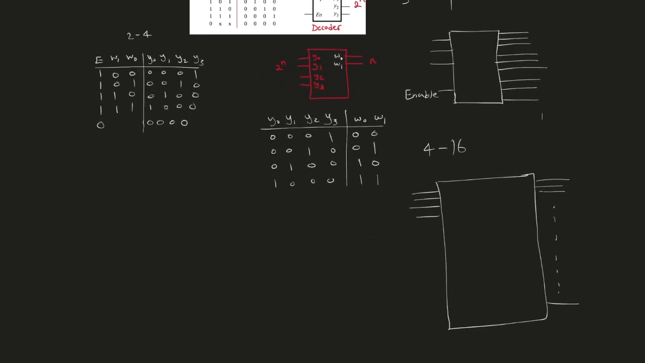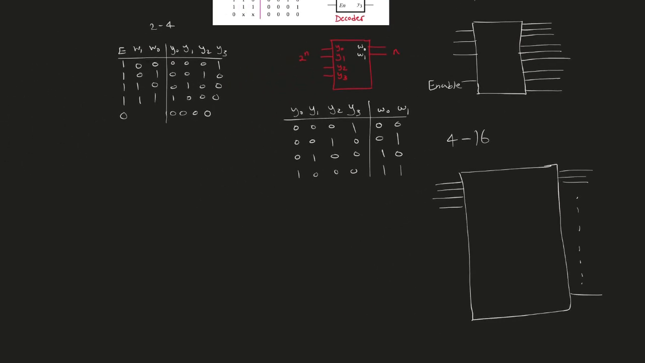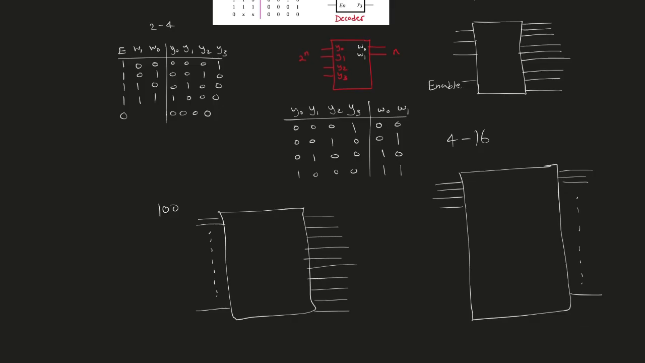Okay. And let's say, maybe, if we have an encoder that takes in 100 inputs, how many outputs will it give? Well, if it's 100 inputs, you just take the square root of that, and that's just 10. So it'll give out 10 outputs. Okay, just like that.